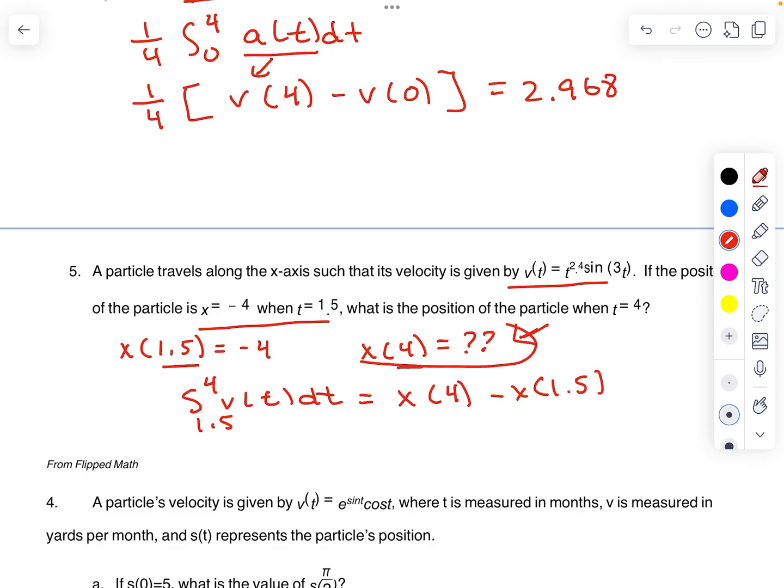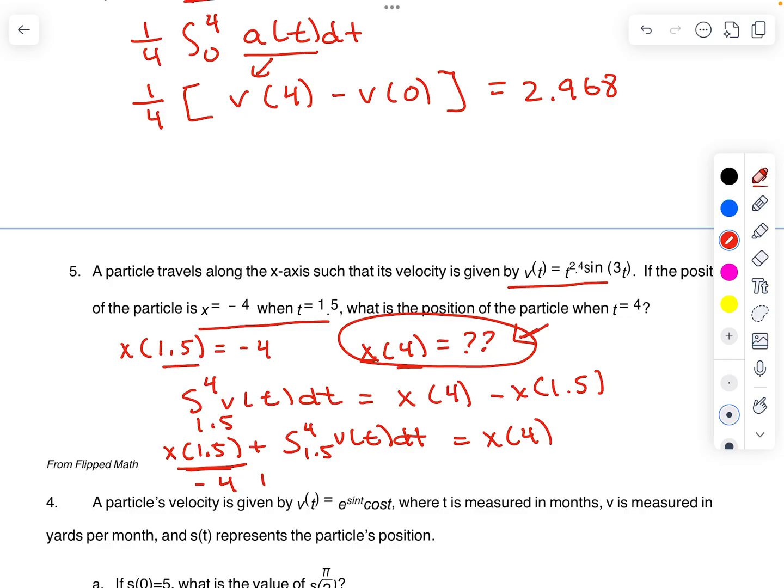And we're looking for x of 4, so this is very similar to the problem on number 1. Really, the position at 4 is the starting position at 1.5, and you're going to add on that extra distance that this particle has traveled. So this is going to be -4, and then this, use your calculator for whatever that value is. And I'm going to get a value of -12.353.